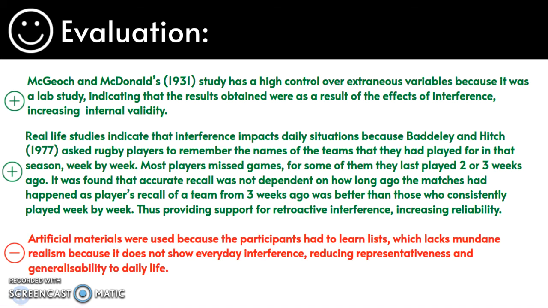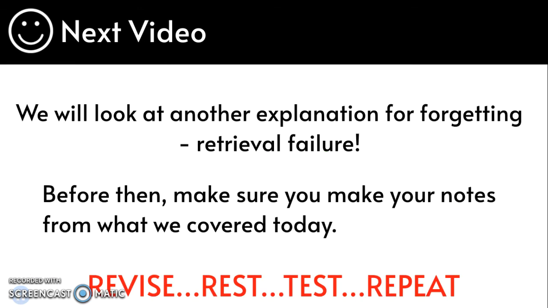However, a weakness is that artificial materials were used in McGeoch and McDonald's 1931 study because the participants had to learn lists, which lacks mundane realism because it does not show everyday interference, reducing its representativeness and generalizability to daily life. In our next video, we will be looking at another explanation for forgetting, and this explanation is retrieval failure.